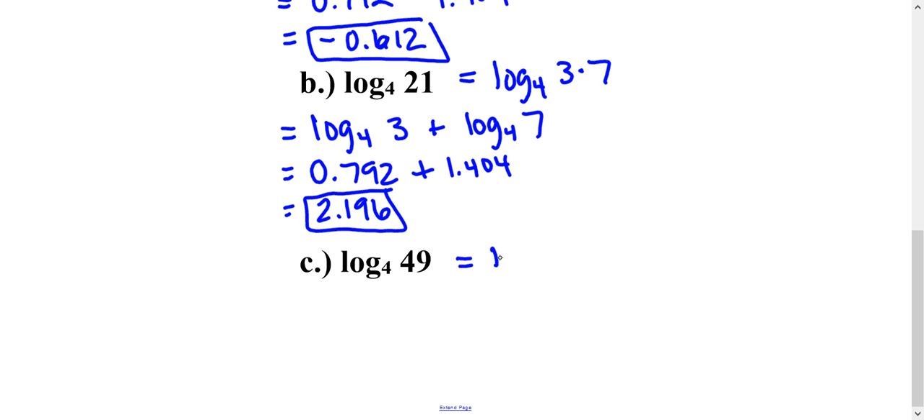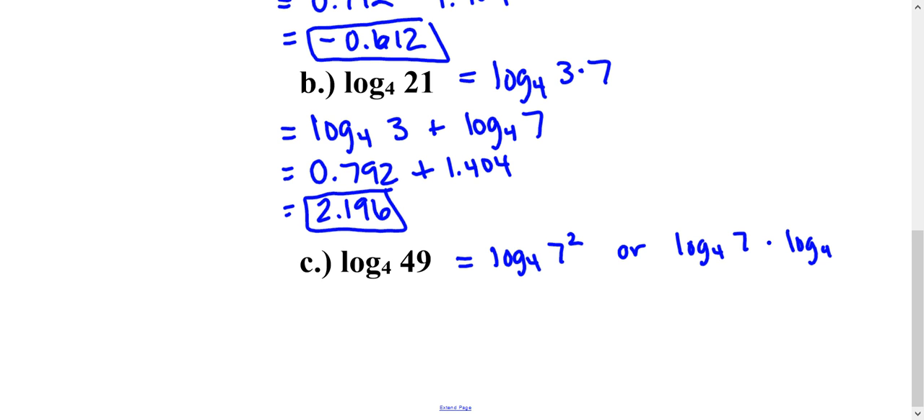So you could do log base 4 of 7 squared, or you could do log base 4 of 7 times 7. So either way. Either one is fine. I'm going to use this property because we haven't done the power property yet, so I'm just going to use that to show you. So if I break this down using the properties of logarithms, this one was raise and multiply.